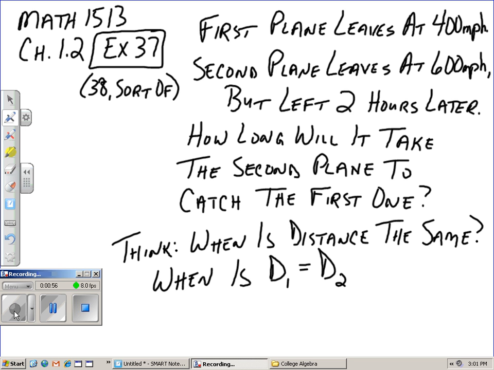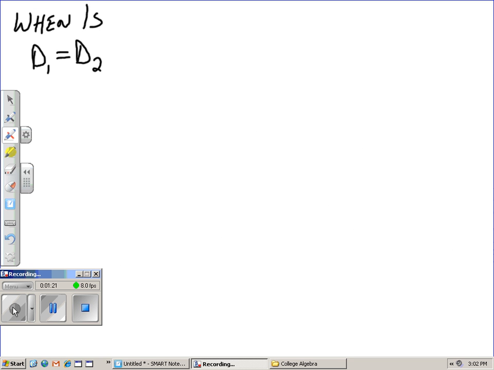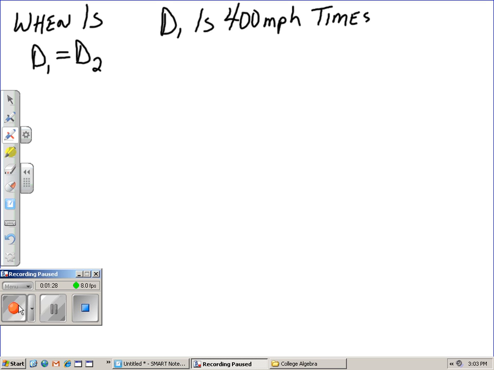So something I could be asking myself is, when is the distance covered by the first plane, I'm going to call that d sub 1, equal to the distance covered by the second plane? So if we can figure out how much distance the first plane covers and how much distance the second plane covers and set them equal to each other and solve, we'll know when the second plane will catch the first plane. All right, so I'm just going to write that up there in the corner. When is D1 equal to D2? When is the distance of the first one equal to the distance of the second one?